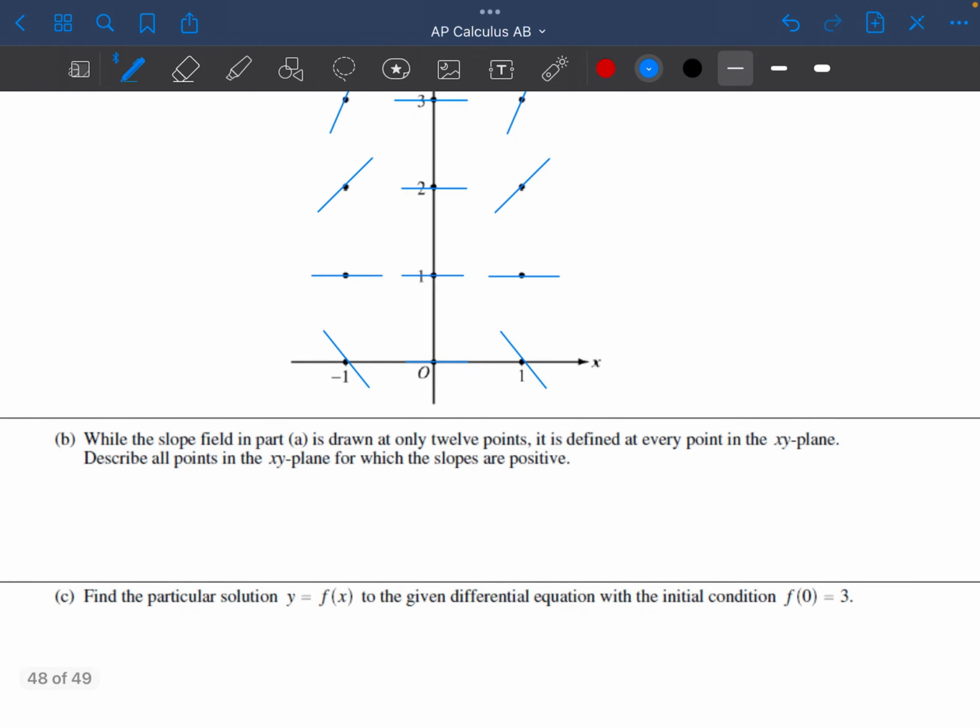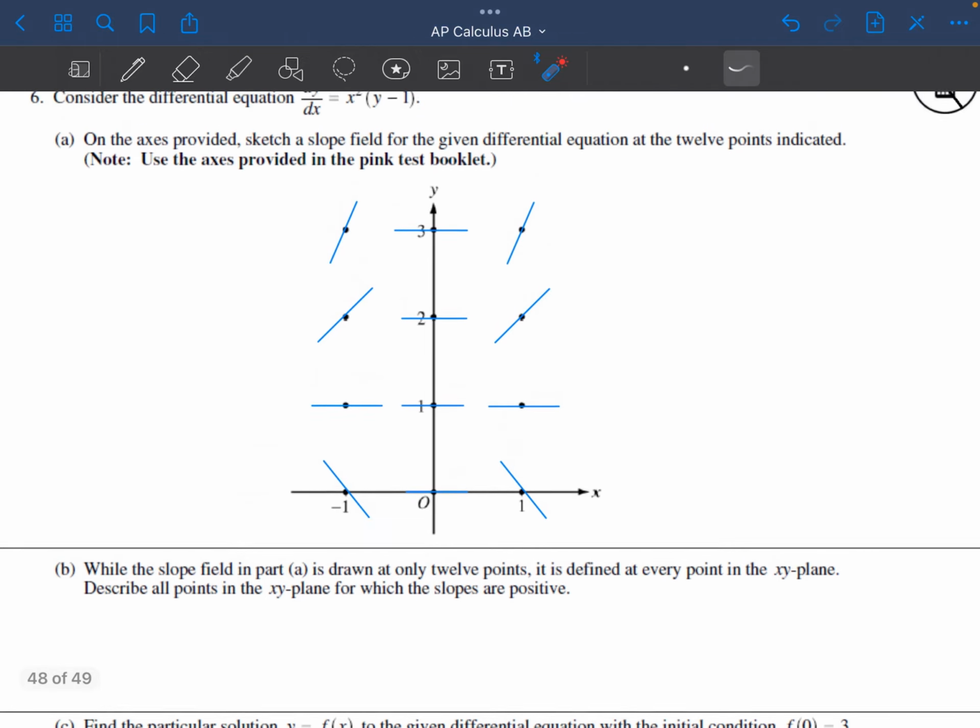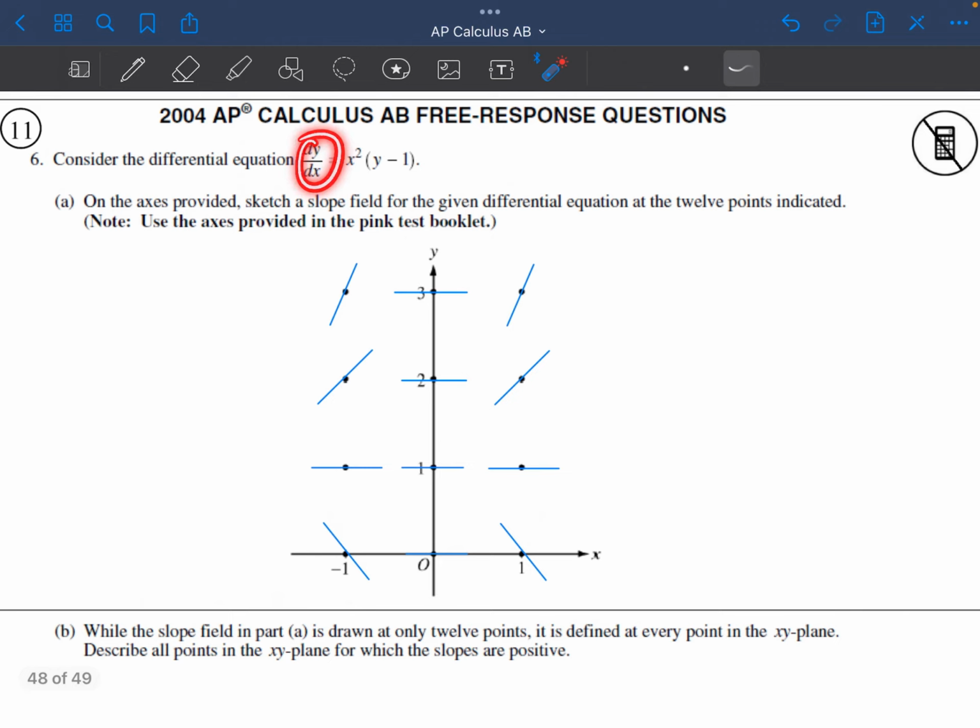Cool. Moving on to B. Yep, we only have 12 points. I'm just reading here: describe all the points where the slopes are positive. Okay, so the way that I think about this problem is dy dx is synonymous with a slope. This is saying the slope is this function. So if I want this slope to be positive, this thing needs to be positive. So let's go ahead and rewrite that.